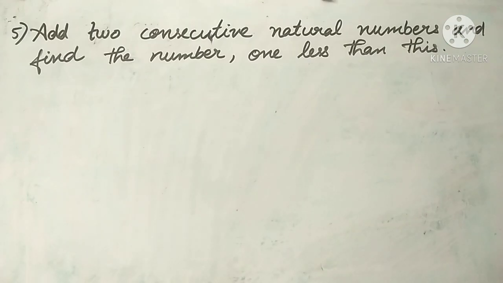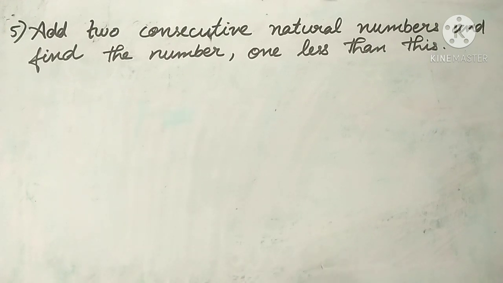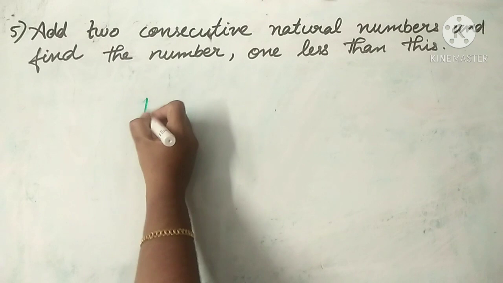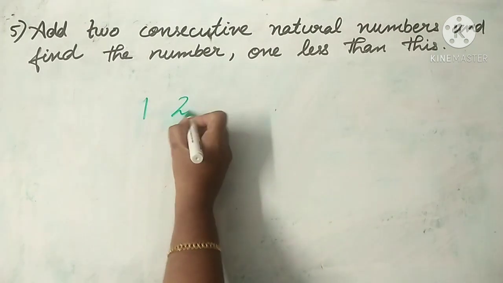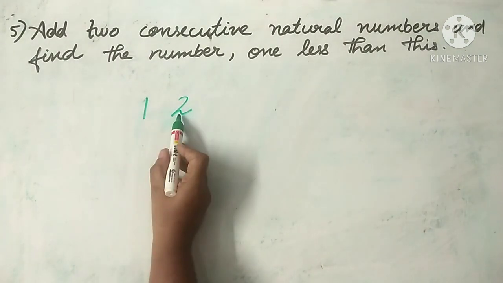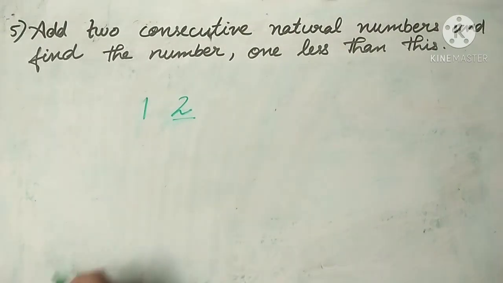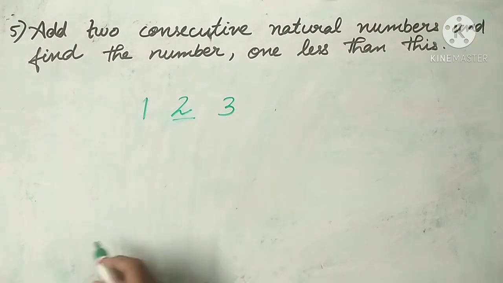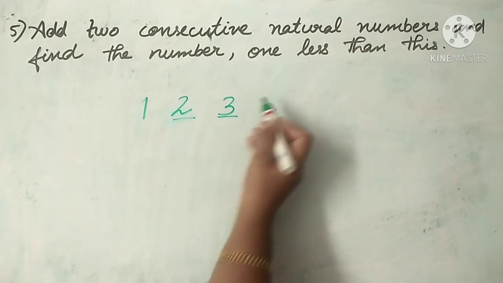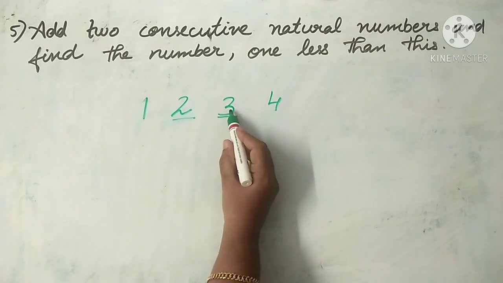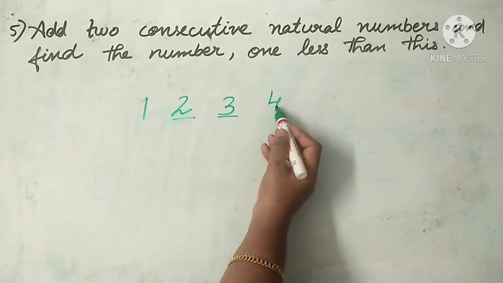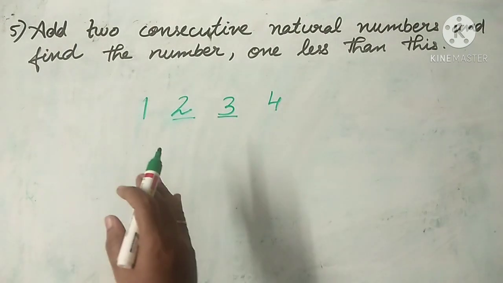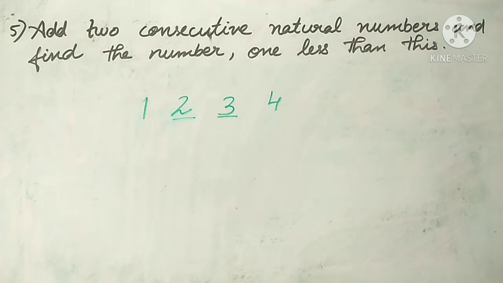Next question. Add two consecutive natural numbers and find the number 1 less than this. What is a consecutive number? The consecutive number of 1 is 2, that means 1 plus 1 is 2. The consecutive number of 2 is 3, that is 2 plus 1 gives 3. The consecutive number of 3 is 4. So 3 plus 1 gives 4, isn't it? So when we add 1 to a number, we get the consecutive number of that number.